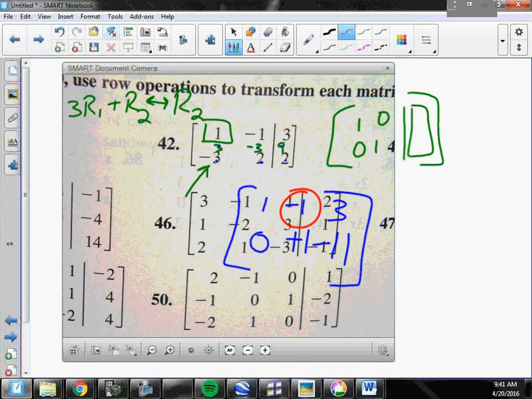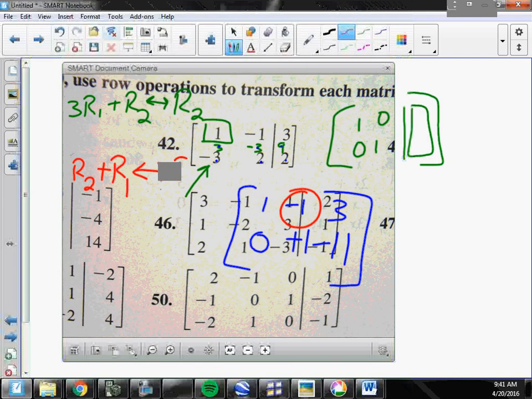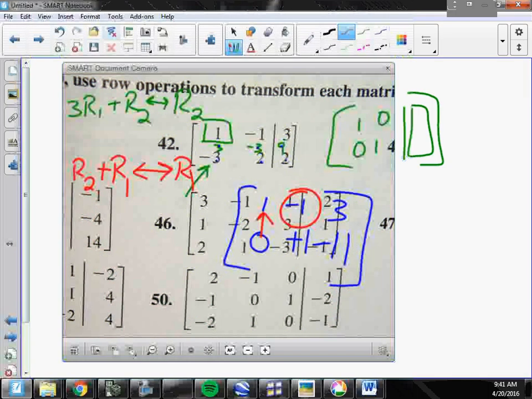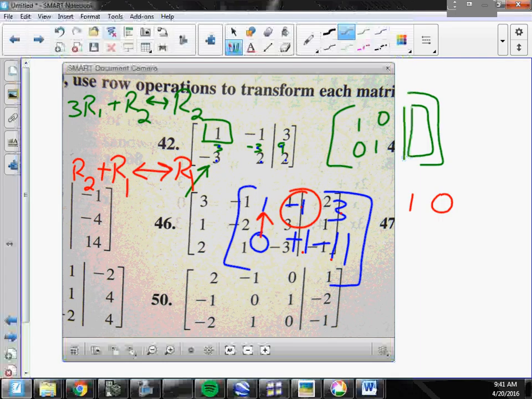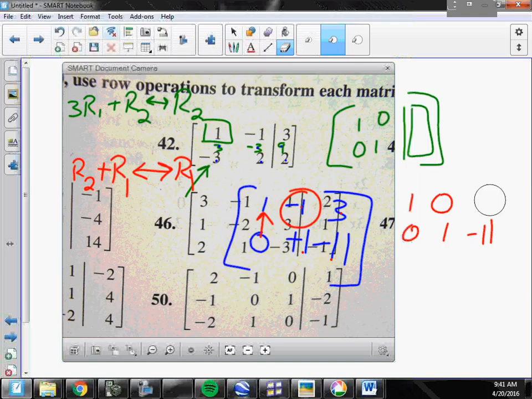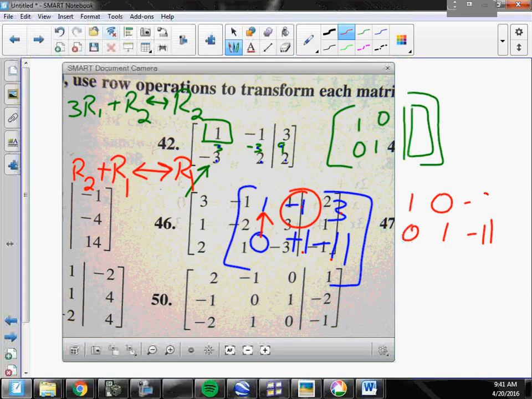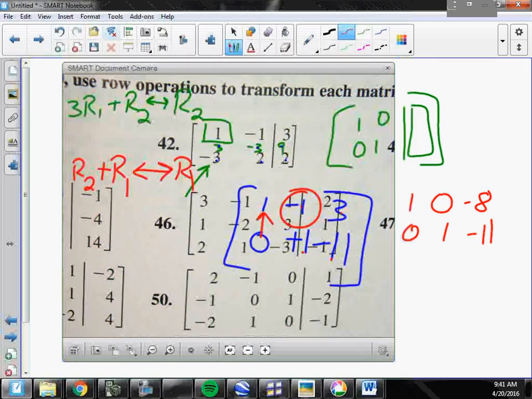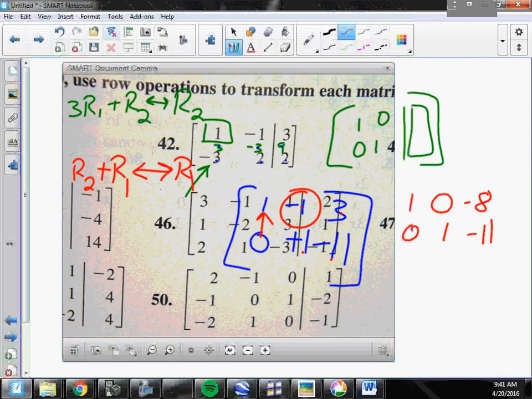So I'm just going to take row 2 and I'm going to add it to row 1 and stick it in the row 1 place. So 0 plus 1 is 1. That's nice. It didn't change. 1 minus 1 is 0. And 11 plus 3 is 14. 0, 1, and -11. Oh, wait, that's a negative, huh? Sorry, it's not 14. It's -8. Now I have reduced row echelon form. The solution to this system is -8, -11. Okay?